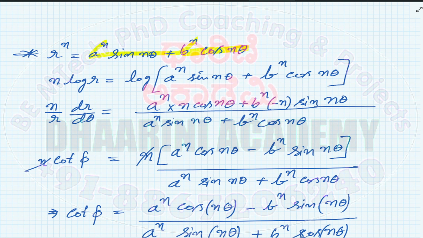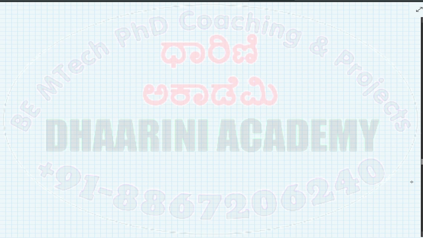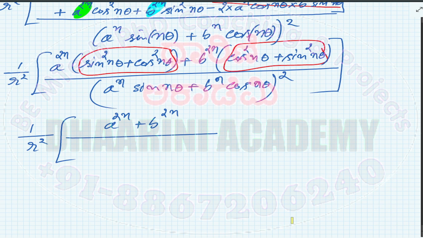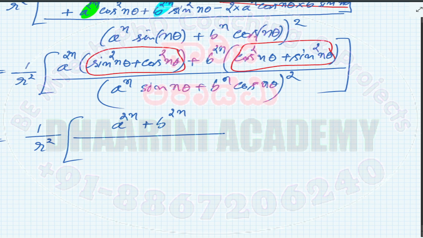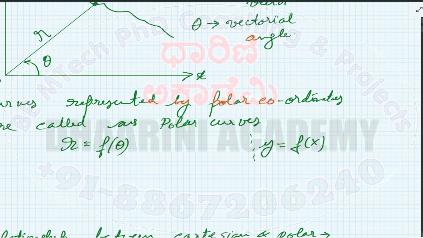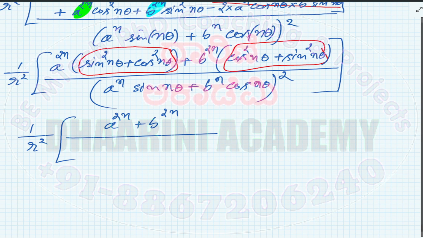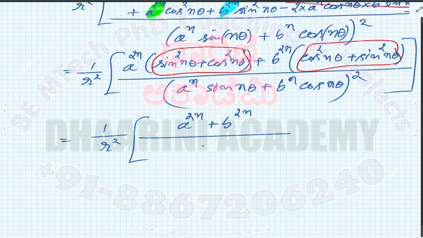Okay, I just have to look at that. If I see a to the n cos and b to the n sine function, I don't have to think further. Directly I can write that as r to the n. Now I can see that the same thing is here, a to the n sine, b to the n cos. So I can simply replace the whole term in the denominator by r to the n.